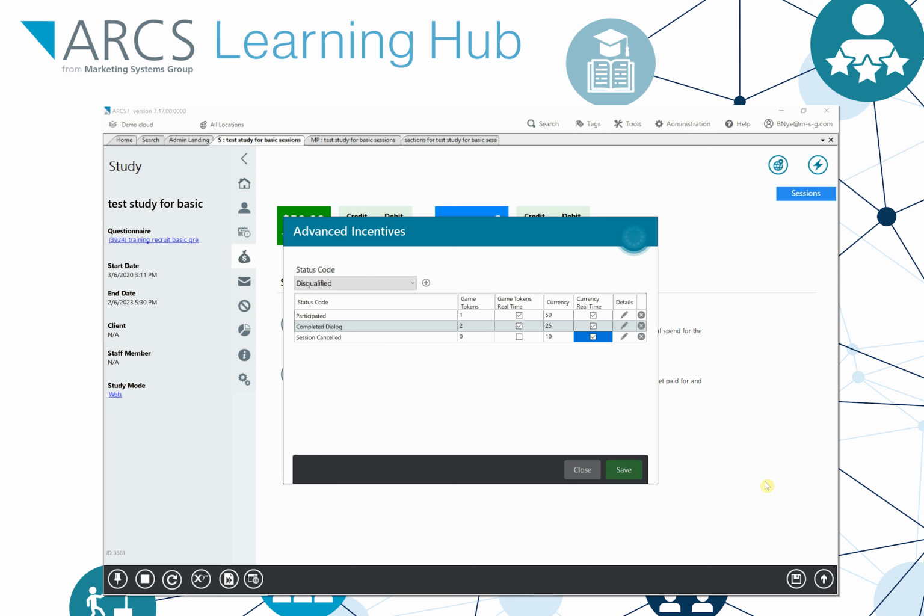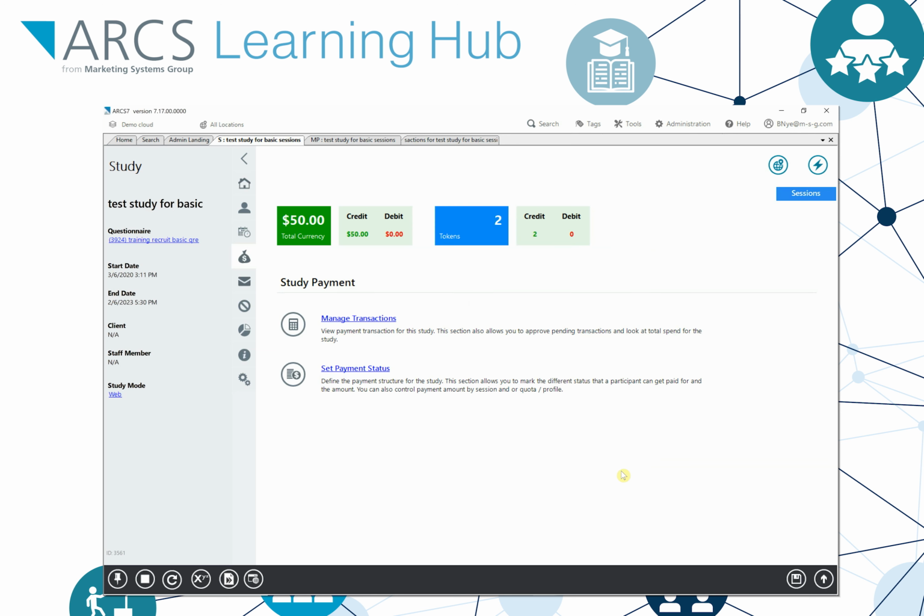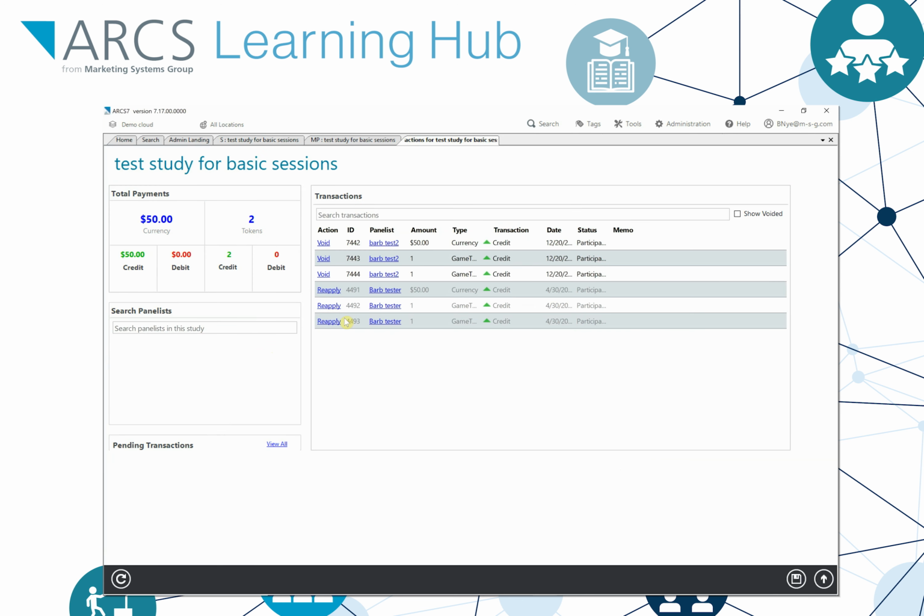Once this study is published and the study goes live, people are being given those amounts as they reach those statuses, and I want to know what's being paid out. I can do that within a study by clicking on the little money bag here for study transactions. Now I can click on Manage Transactions, and I can see what is actually being paid out within a study. Once this has been paid out, it's in a person's account. I can see that panelist Barb Test 2 has been given $50 and she was given that for participated.